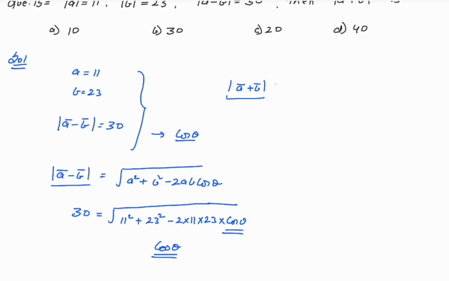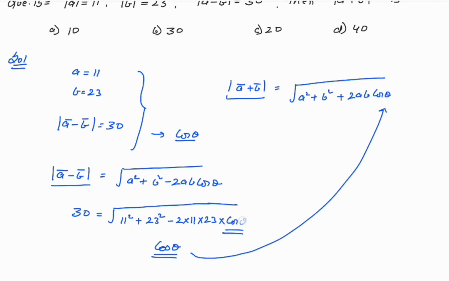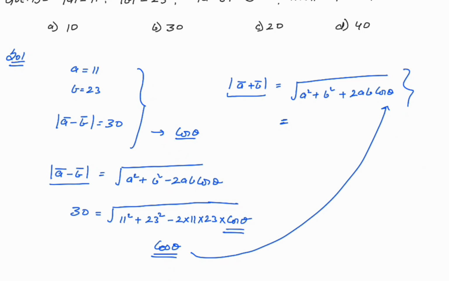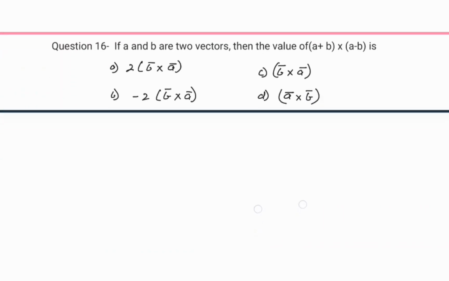Cos theta. Now we know this will be equal to how much? A square plus B square plus 2AB cos theta. Put this cos theta value over here. You will get the answer. Okay, the answer is C. Just solve it and you will get the answer 20. Okay, now move to the next question, question number 16.